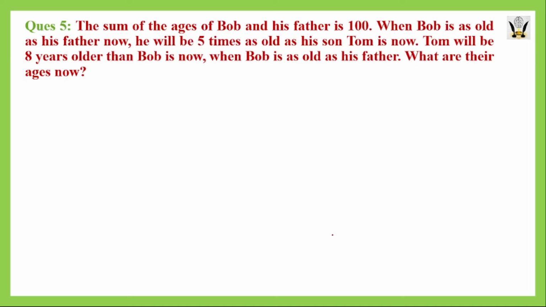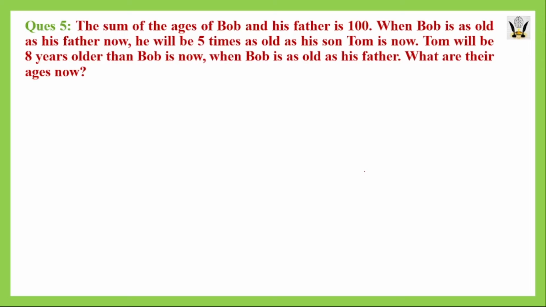The next problem says that the sum of the ages of Bob and his father is 100. When Bob is as old as his father now, he will be 5 times as old as his son. So there are 3 characters: Bob, his father, and Bob's son. So it looks a bit more complex than the other problems. Now Tom will be 8 years older than Bob is now. When Bob is as old as his father, it looks confusing. Now what are their ages now? So carefully we have to understand the problem statement, and carefully we have to form the equations.